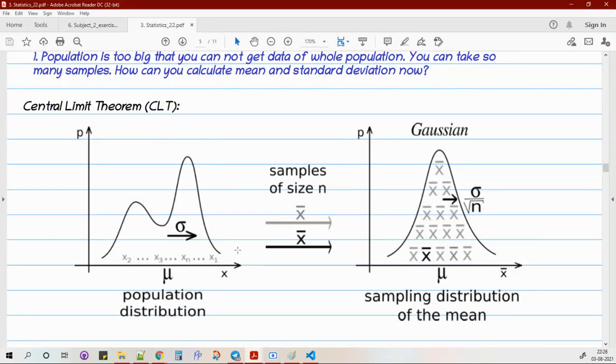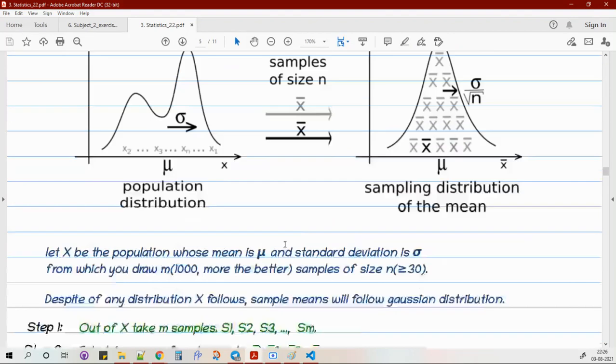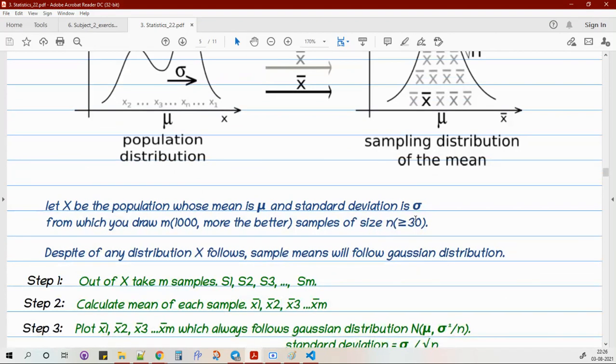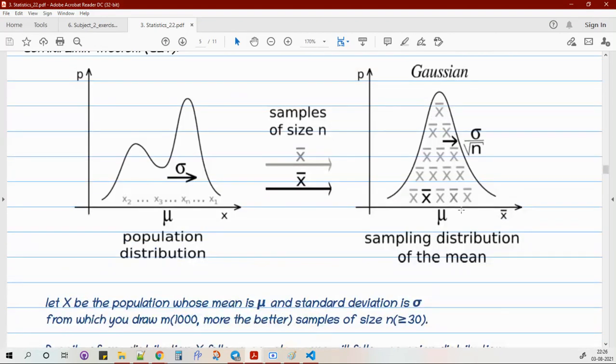And see, sometimes you don't even need to know all the values of the population. Just go out, take 1,000 samples of 30 each, and you can directly give the answer for what the mu is, and it is very close, right?